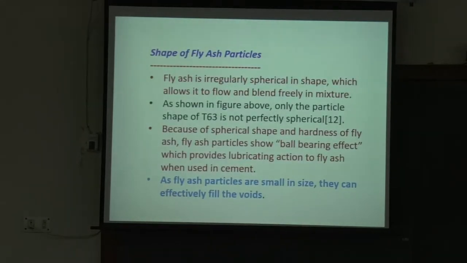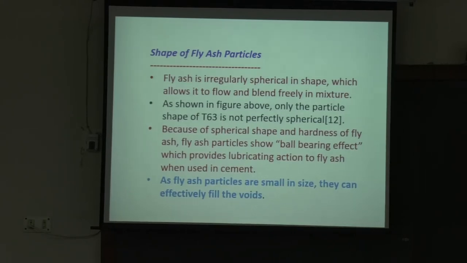As shown in the figure above, only the particle shape of T63 is not perfectly spherical. Okay. Because of spherical shape and hardness, fly ash particles show a ball bearing effect, which provides lubricating action to fly ash when used in cement. So that means if you have spherical particles, particularly when you are using them in cement, it just goes through without any hindrance.